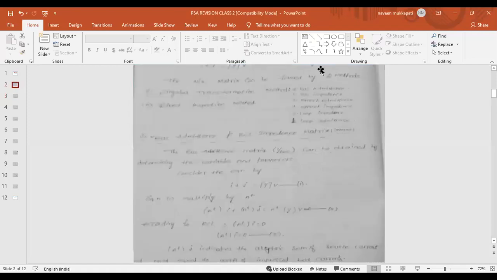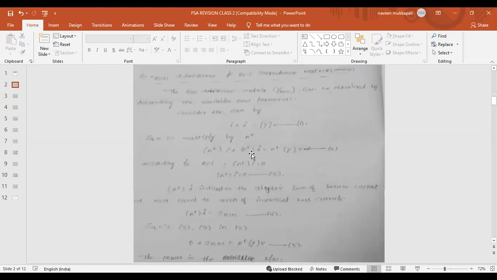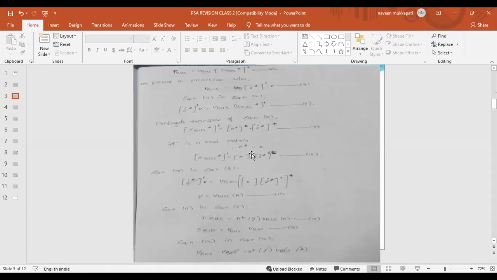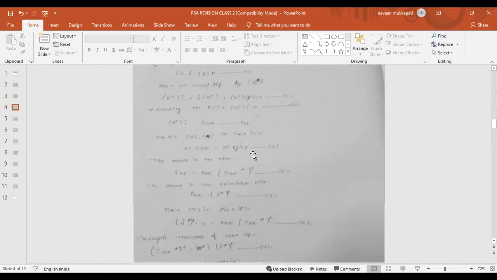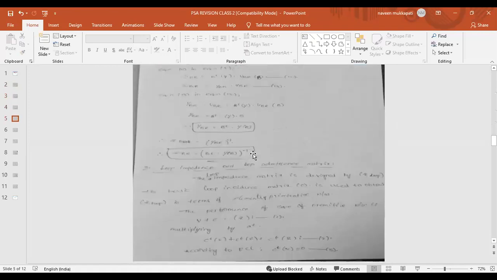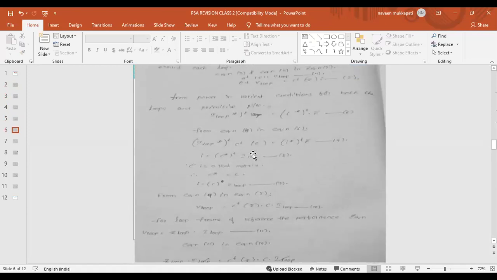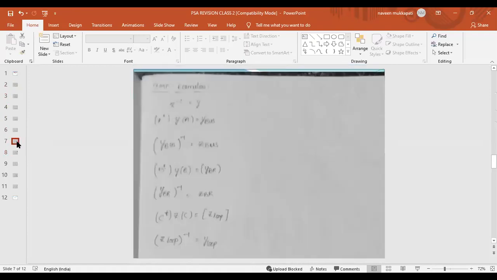Okay, this is the formation of the Y bus matrix, that is the bus admittance matrix, bus impedance matrix, and also the loop admittance matrix and loop impedance matrix, and the branch admittance matrix and branch impedance matrix. These are the formulas related to the branch, loop, and bus impedance matrices. We remember these formulas.